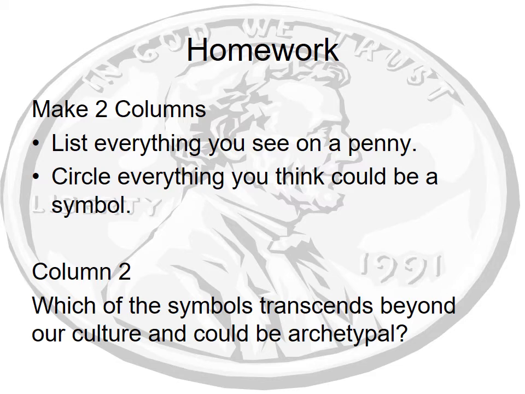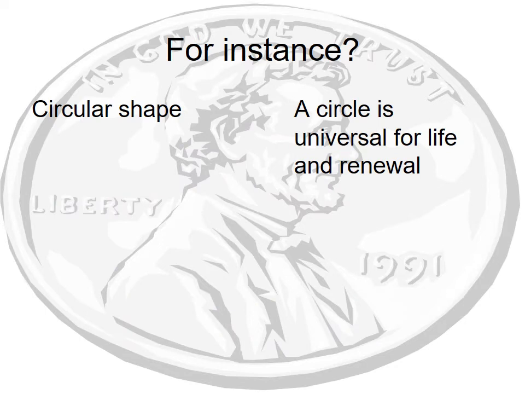And then I want you to go back through in that first column, and I want you to circle the things that you think might be symbolic. They represent more than just their literal meaning. Then when you're done with that, I want you to go and on the right-hand side, choose those symbols which you think may transcend into archetypes. For instance, the circular shape of the penny. That in and of itself, that circle represents more than just a circle culturally. A circle is often a universal symbol for life, for renewal.